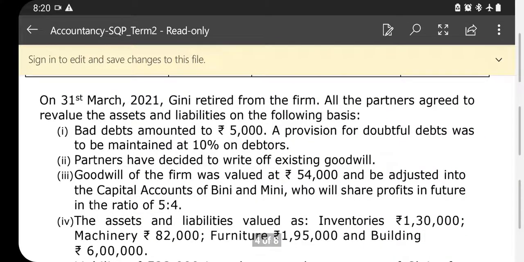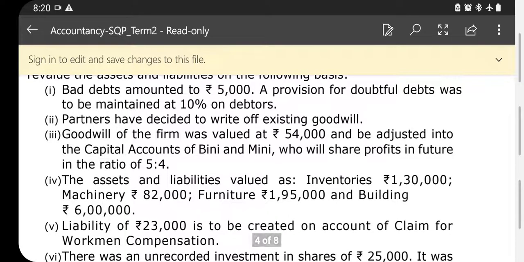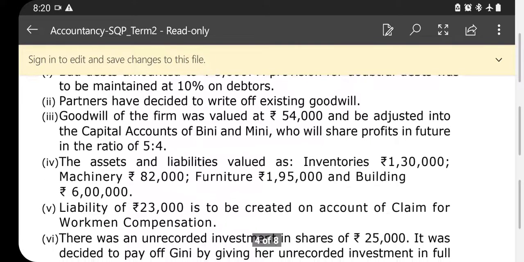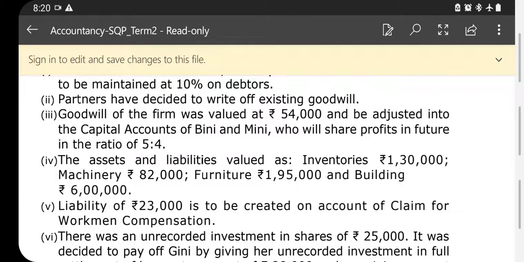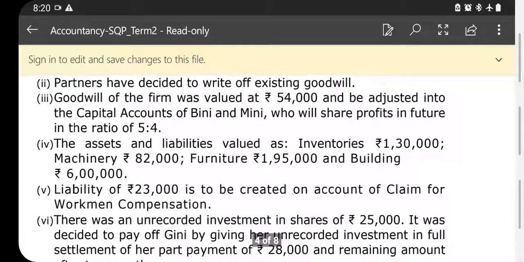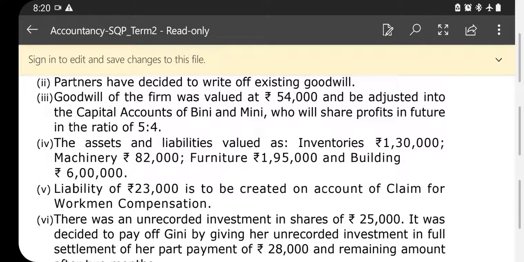Adjustments on 31st March 2021, Guinea retired from the firm. All the partners agreed to revalue the assets and liabilities on the following basis. Number 1. Bad debts amounted to 5,000. A provision for doubtful debts was to be maintained at 10% on the debtors. Second one, partners have decided to write off existing goodwill. Third point, goodwill of the firm was valued at 54,000 and be adjusted into the capital accounts of Bini and Mini, who will share profit in future in the ratio of 5:4.